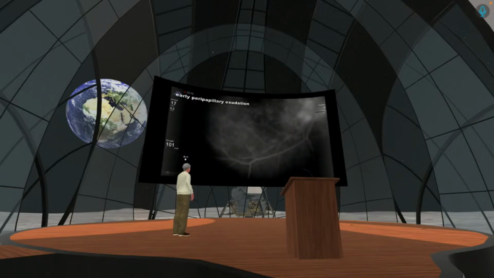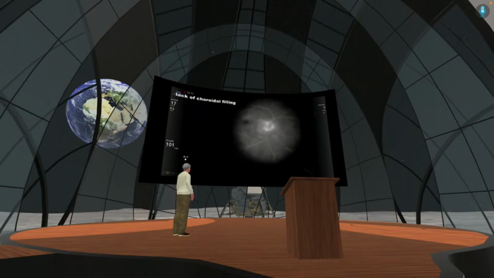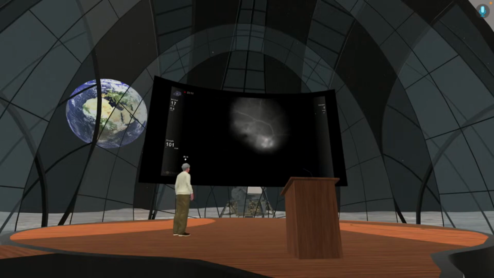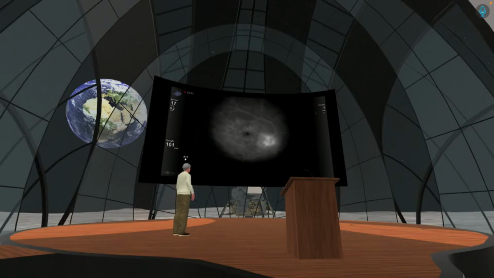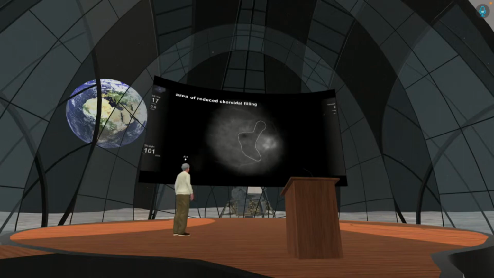Then we performed angio, and we saw abnormal fluorescence around the optic nerve. Then when we waited a bit more, you will see that there is a lack of choroidal filling in the papillomacular area. So we assumed that it might be an ongoing anterior ischemic optic neuropathy. Now, do you see the gray area here? Yeah.